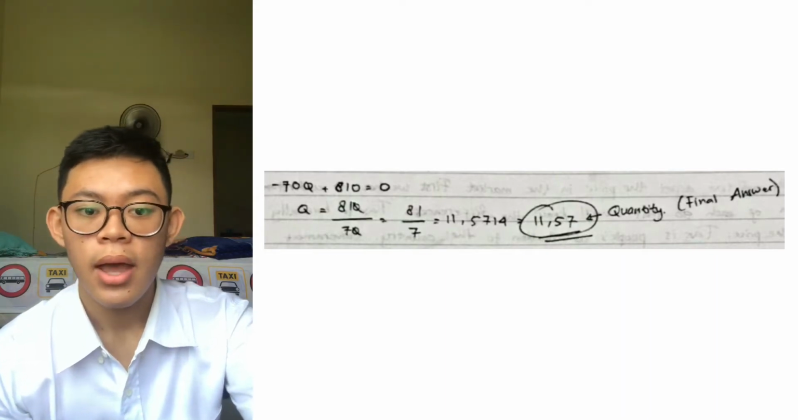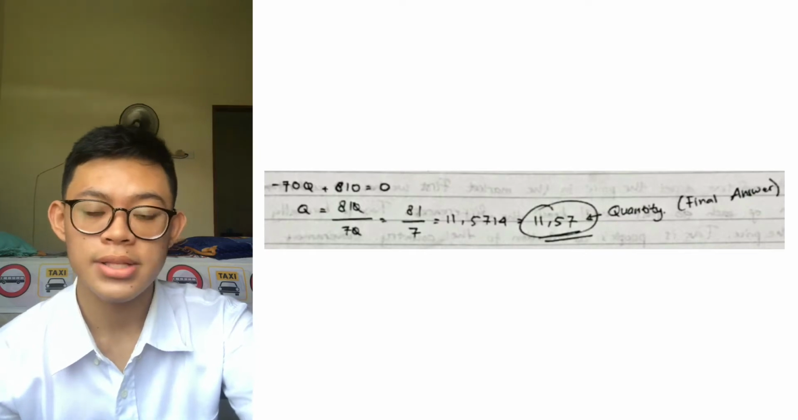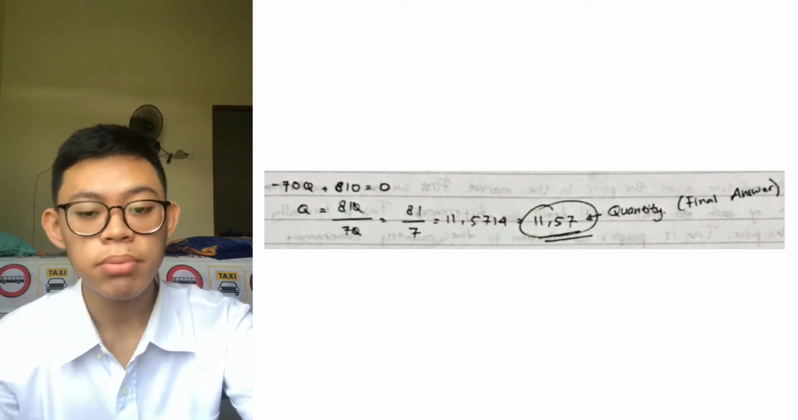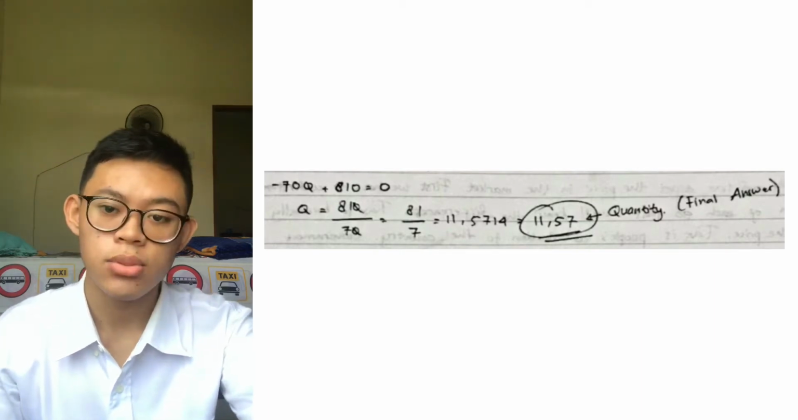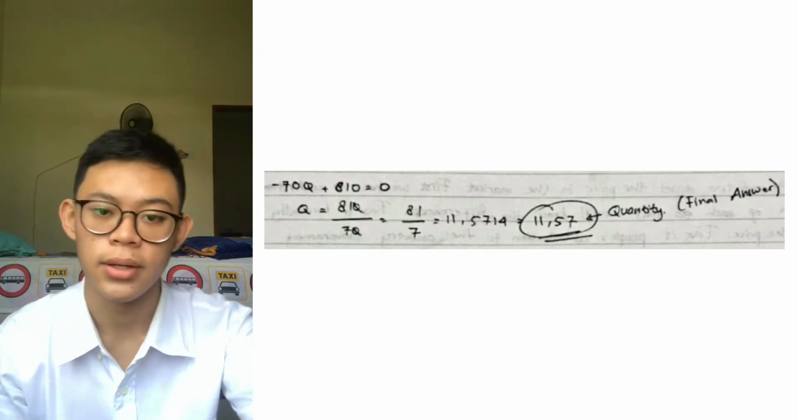81 divided by 7 is 11.5714, or the simpler version is 11.57, and simpler again is 12. So 12 is the quantity of miniatures that should be sold to get the maximum profit.